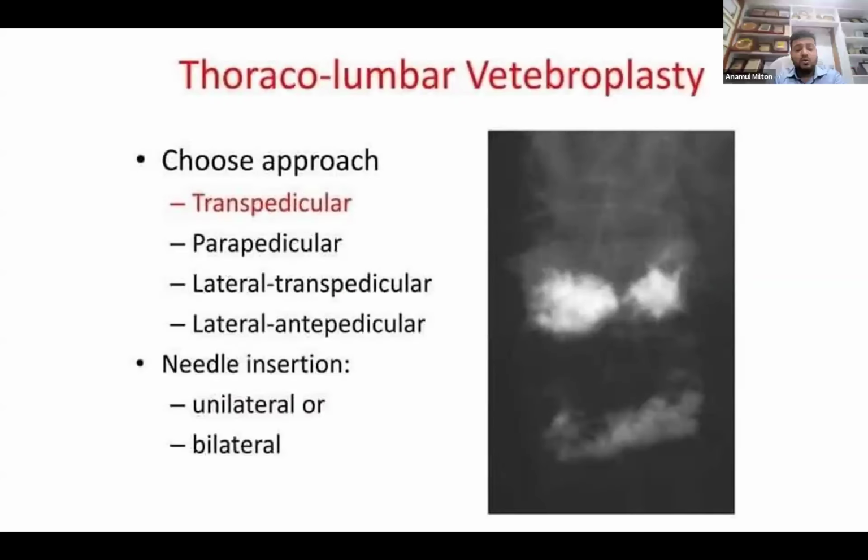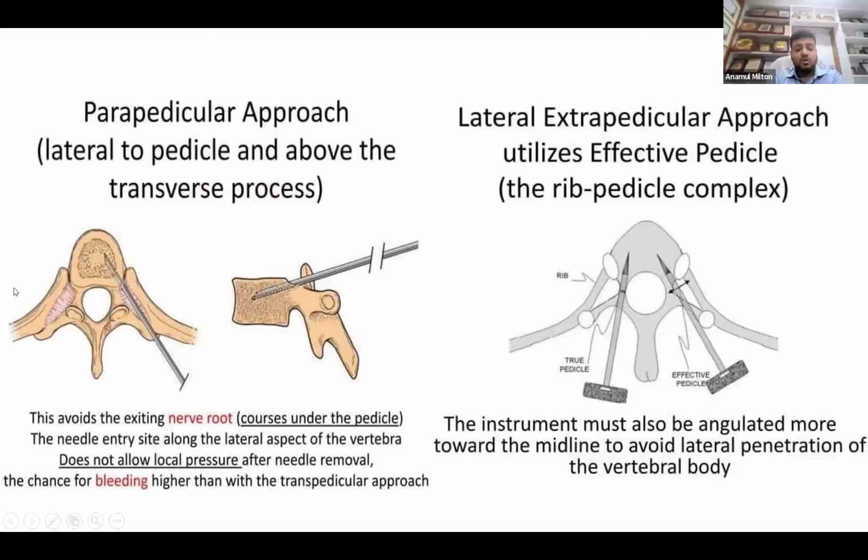So here we can see, and now this is the thoracic and lumbar area. Usually our choice is the transpedicular. Sometimes we can go for the parapedicular. Sometimes we can also use the lateral transpedicular or lateral anteropedicular, but the most common is the transpedicular. Okay, so we can insert our needle unilaterally, and sometimes bilaterally also. So here you can see this is just touching this area, just in between, this is a thoracic area. Okay.